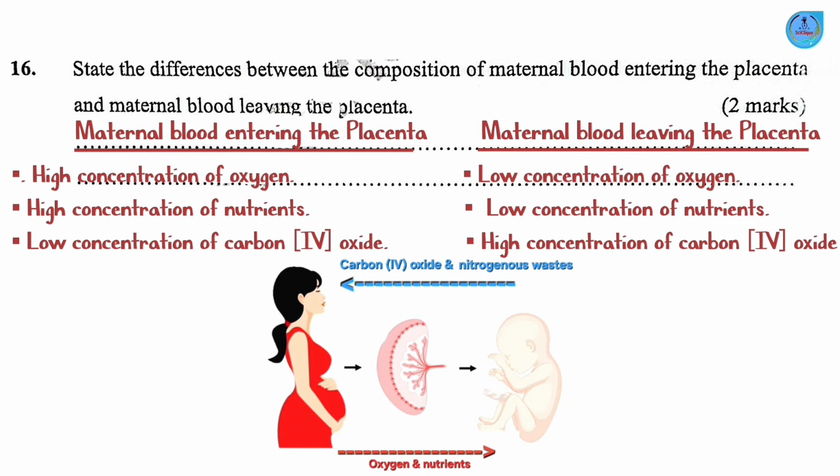Now, leaving the placenta from the fetus to the maternal blood is going to have a low concentration of oxygen. Most of the oxygen will diffuse across the placenta and into the fetal blood. So the blood leaving the placenta is going to have a low concentration of oxygen, a high concentration of carbon dioxide and nitrogenous waste, and low concentration of nutrients.